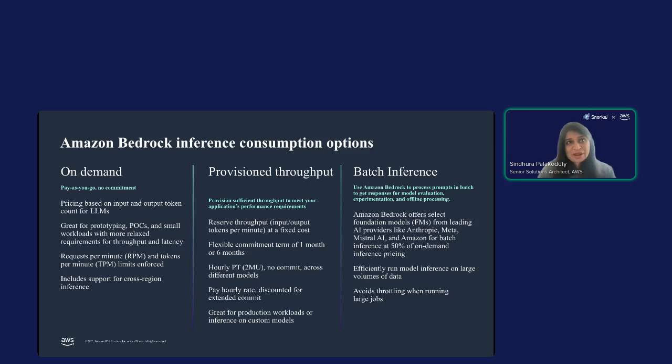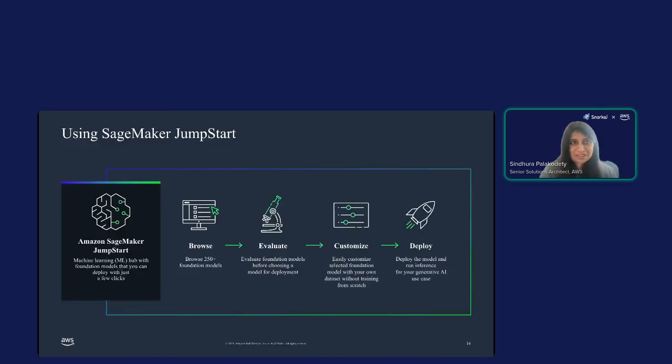And also finally the batch inference, where you can use Amazon Bedrock to process prompts in batches to get responses for model evaluation, experimentation, and offline processing. Batch inference allows you to process in batch and at discounted rates. So if you want to do some batch inference, instead of using on demand, you can refer to the batch inference consumption model.